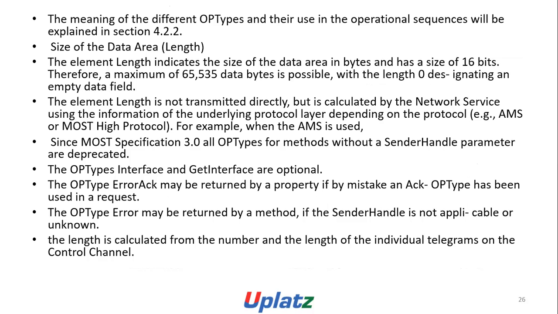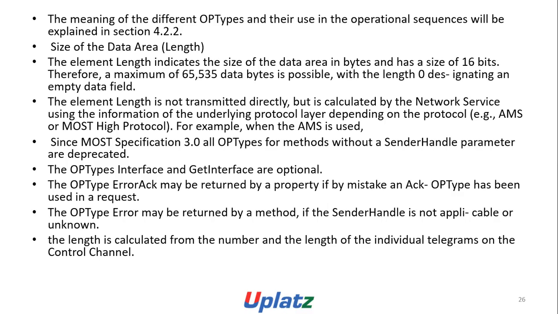The meaning of the different OP types and their use in the operational sequence will be explained in section 4.2.2. The size of the data area length: the element length indicates the size of the data area in bytes and has a size of 16 bits. Therefore, a maximum of 65,535 bytes is possible, with a length of 0 designating an empty data field. The length is not transmitted directly, but is calculated by the network service using the information of the underlying protocol, depending on the protocol, AMS or MOST protocol.